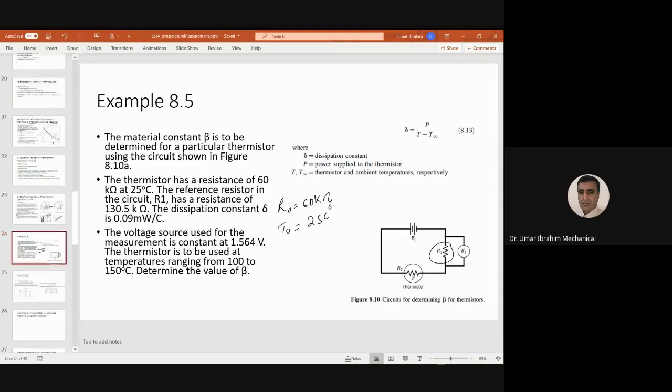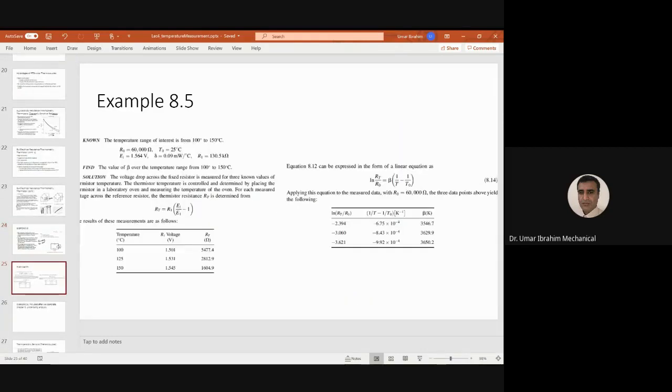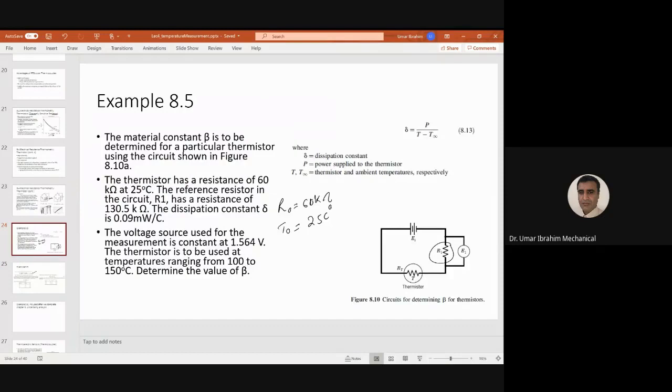So I'll explain. Just give me a moment. Okay. So these are our values. R1 is 130.5 kilo ohm. So, okay, how does it work?